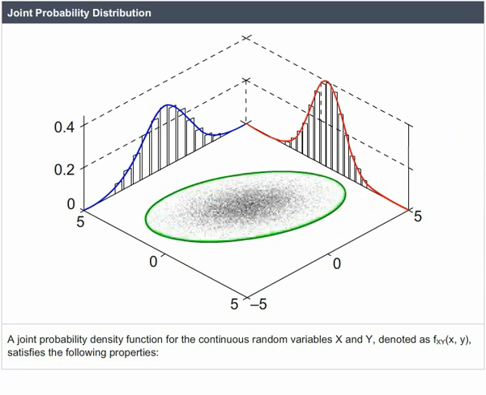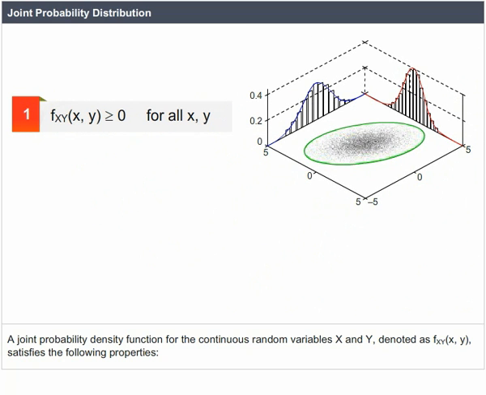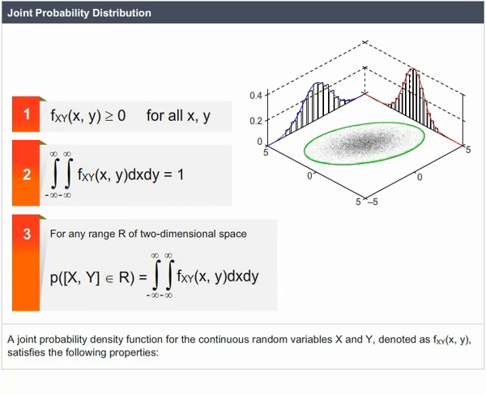Joint probability distribution. A joint probability density function for the continuous random variables X and Y, denoted as f(x, y), satisfies the following properties. Number 1: f(x, y) is greater than or equal to 0 for all x and y. Number 2: the integral from minus infinity to infinity, again the integral from minus infinity to infinity, of f(x, y) dx dy equals 1. Number 3: for any region R of the two-dimensional space, the probability that (X, Y) belongs to R equals the double integral over R of f(x, y) dx dy.